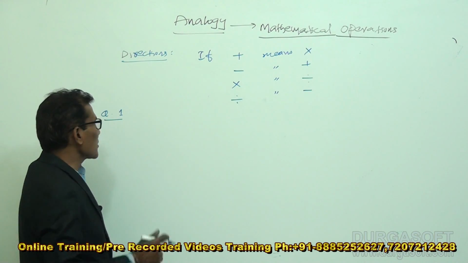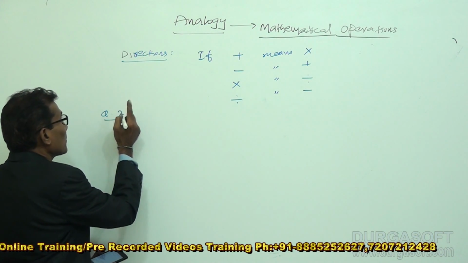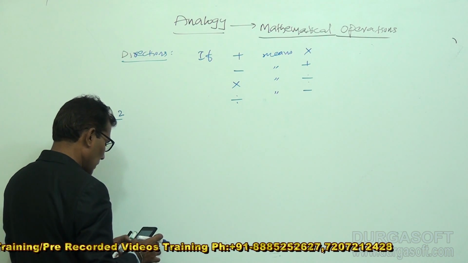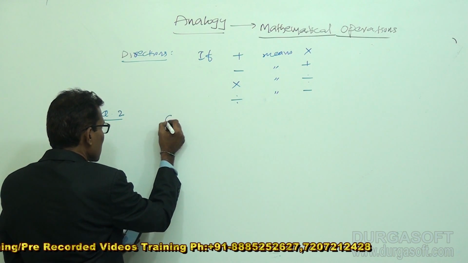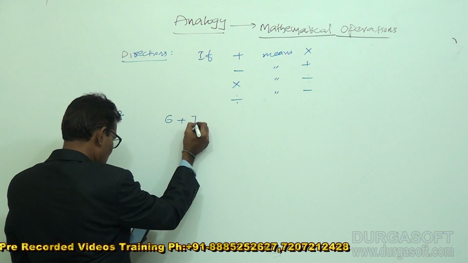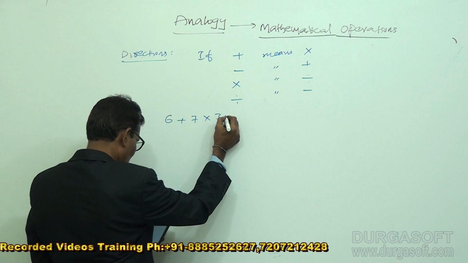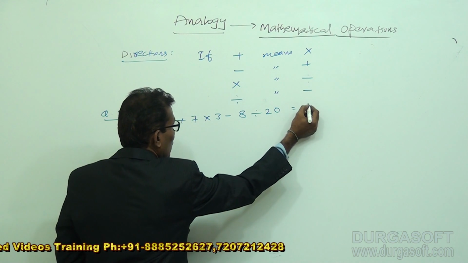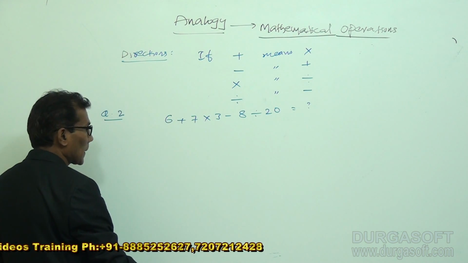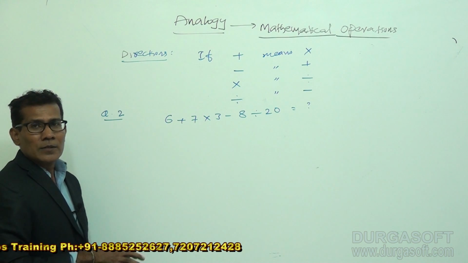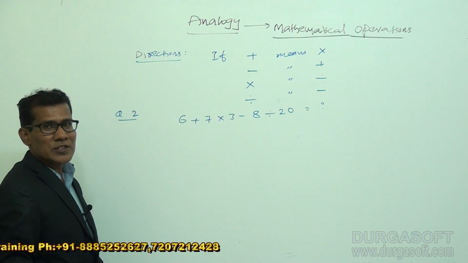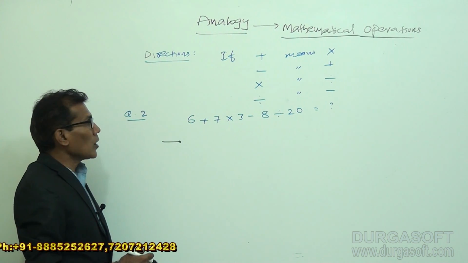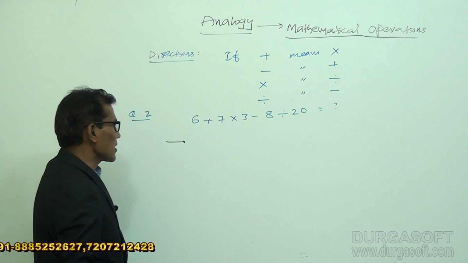Let us take another question. Question number 2, based on the same directions. The question is 6 plus 7 into 3 minus 8 divided by 20 is equal to how much. We are very much clear how to work out this question. We are going to change the operators according to the instructions given.